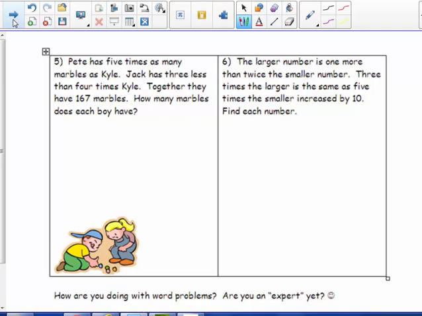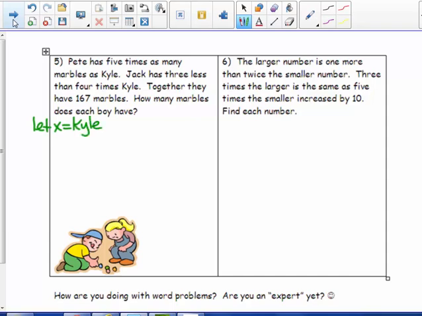Next page. Pete has 5 times as many marbles as Kyle. I could draw 1 bar for Kyle and 5 bars for Pete. I could bar model this. Jack has 3 less than 4 times Kyle. Both Jack and Pete are being compared to Kyle. Guess what? Kyle's the x. Let x equal Kyle.